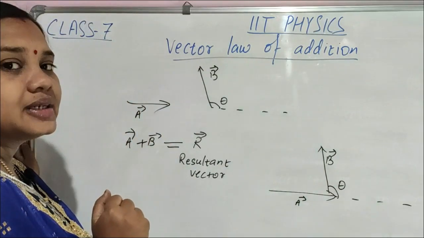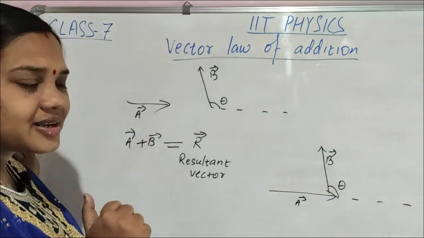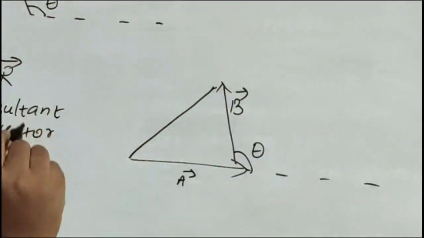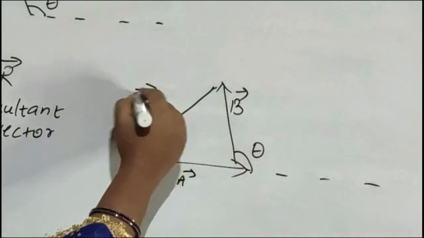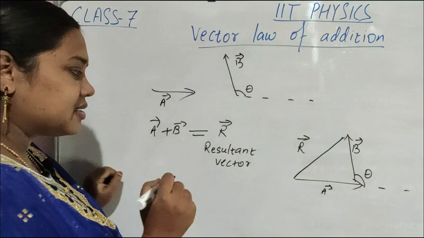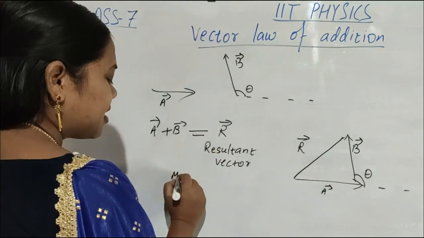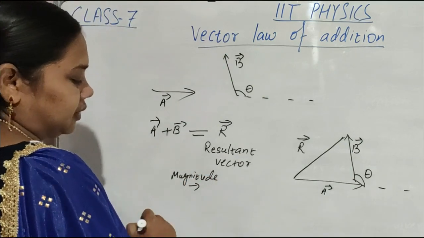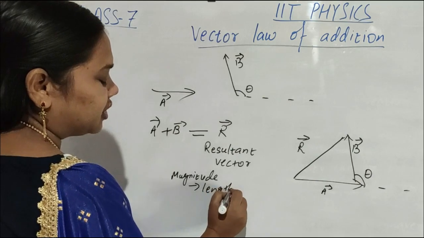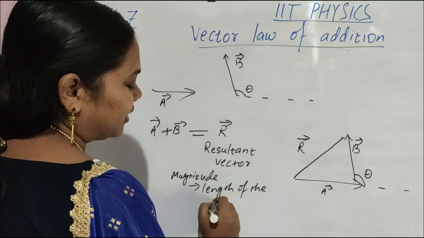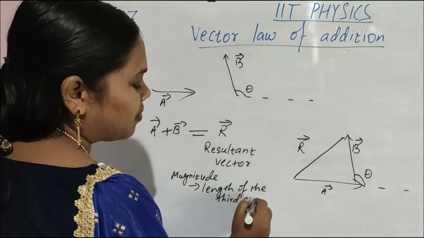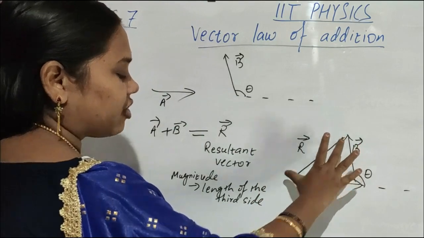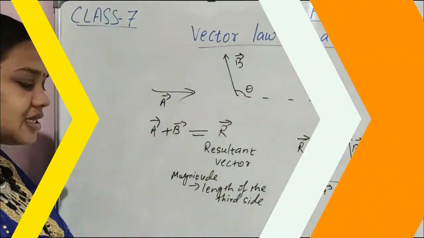that time, what is the resultant vector? The third side of the triangle is the resultant vector. And what is its magnitude? Its magnitude is the length of the third side. The length of the third side is the magnitude of the resultant vector. Okay. Now next is direction.